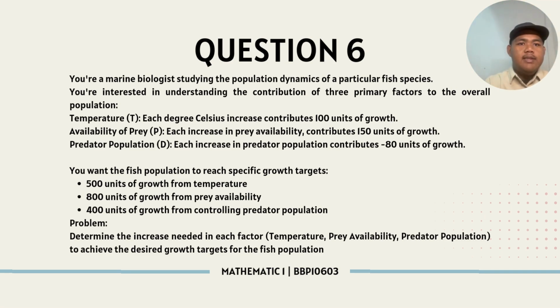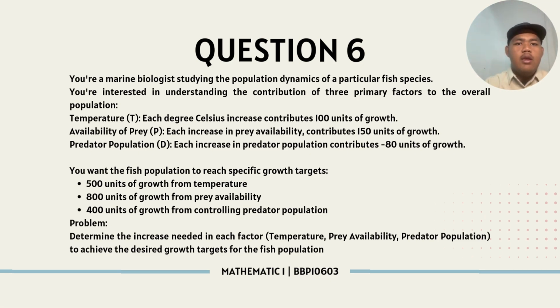Before we start our presentation, I would like to read the question that has been given. You are a marine biologist studying the population dynamics of a particular fish species. You are interested in understanding the contribution of three primary factors to the overall population. The first one is temperature. Each degree Celsius increase contributes 100 units of growth. Next, the availability of prey. Each increase in prey availability contributes 150 units of growth. And the last one is predator population. Each increase in predator population contributes negative 80 units of growth.